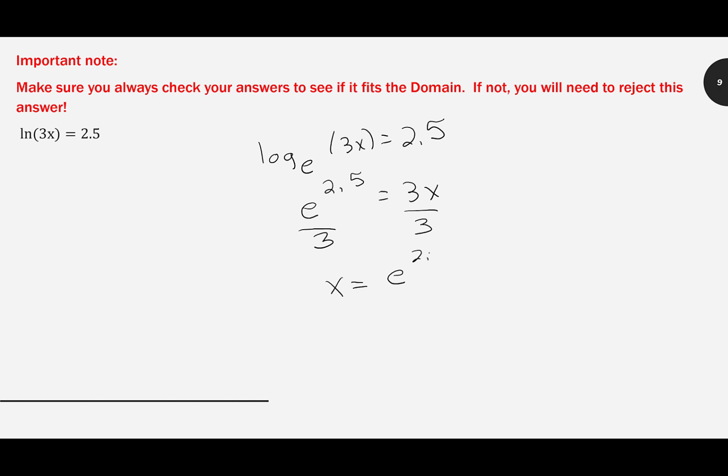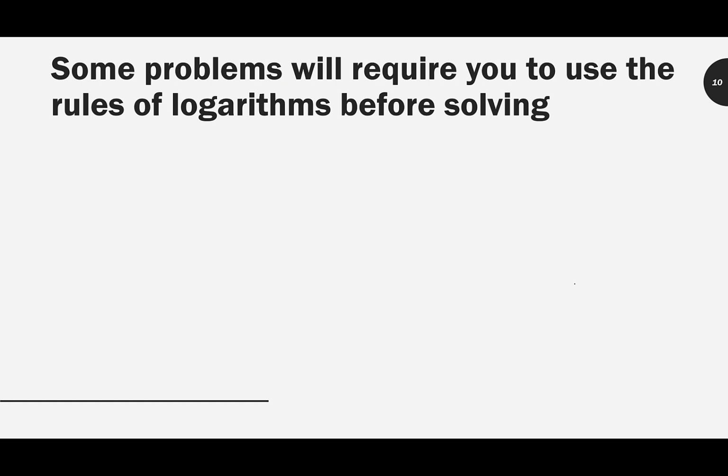If I'm looking for an exact answer, e to the 2.5 over 3 is the exact. For the approximate, I get 4.0608. All right, so I said it would get bigger, so here's where it really gets bigger. Some problems require you to use the rules of logarithms before you solve.